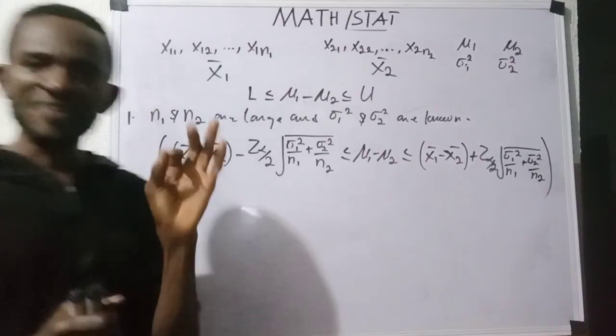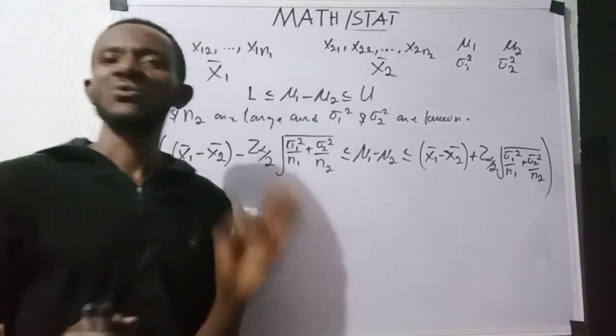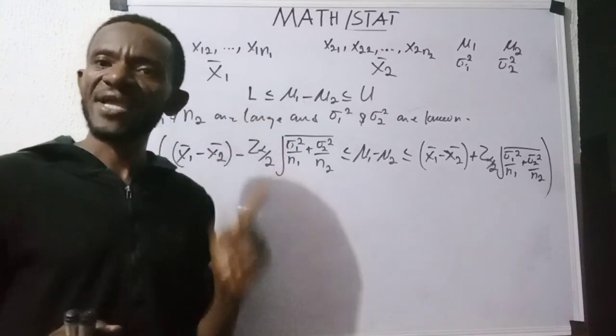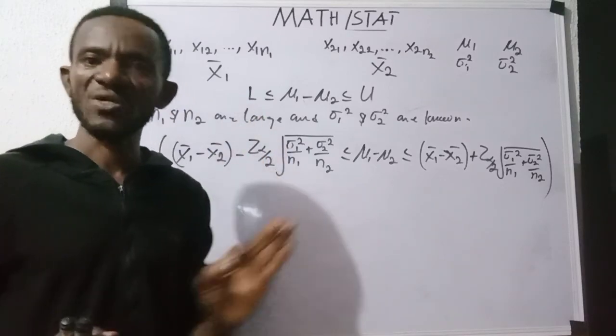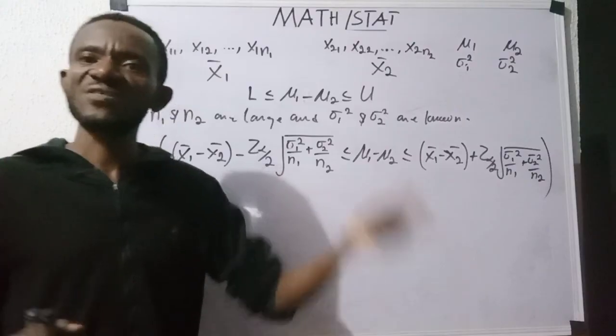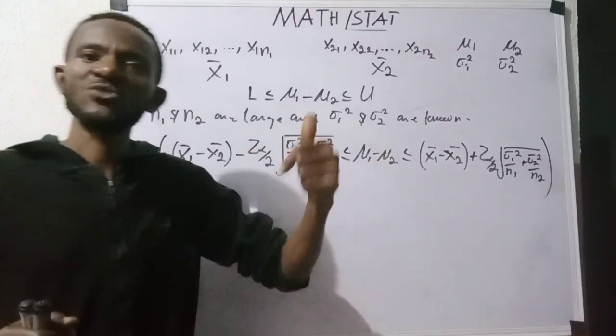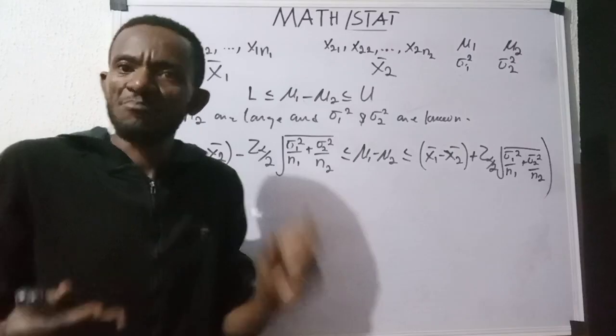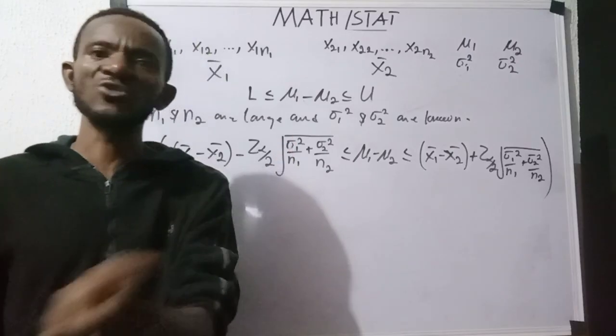Now, we have another scenario. What if our n1 and n2 are small, but sigma 1 squared and sigma 2 squared are unknown, but they are assumed to be equal?